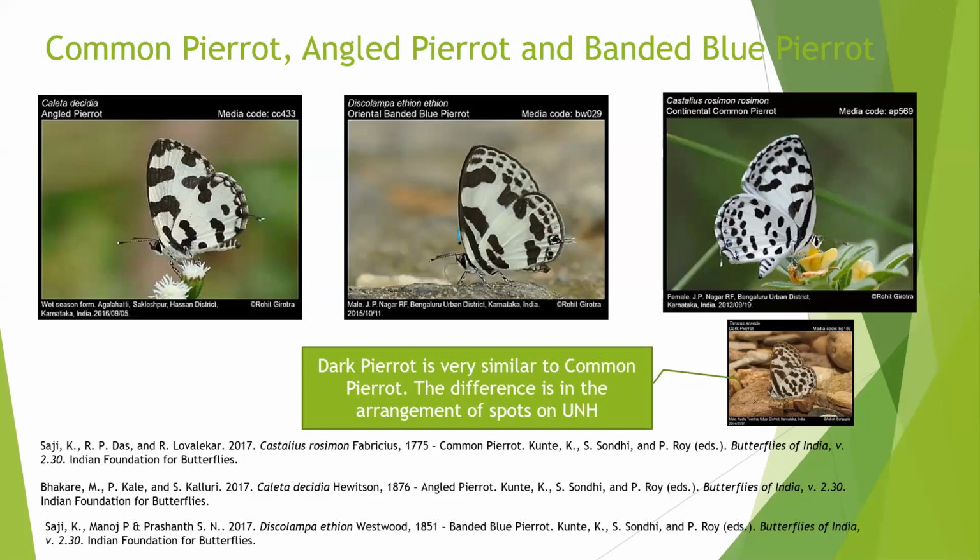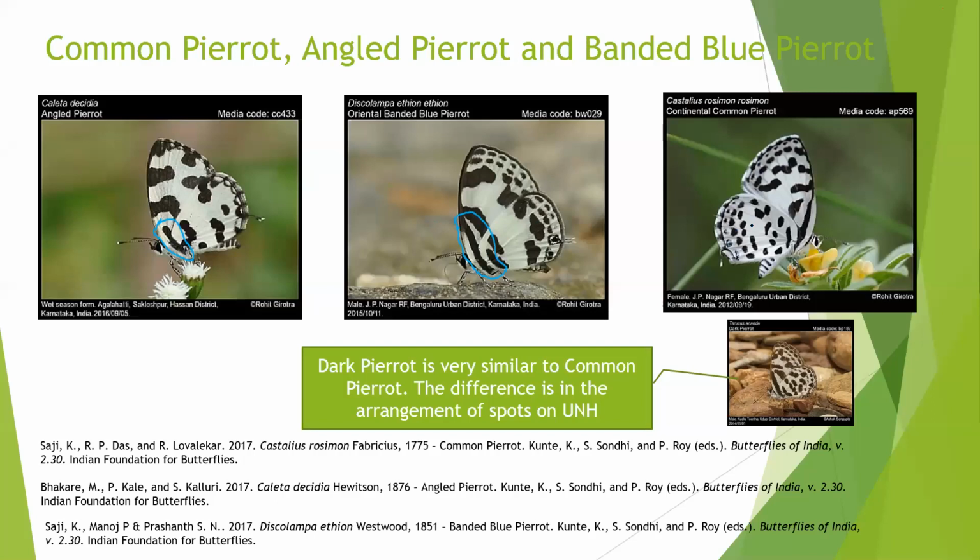This basal streak is continuous from the costal area of the forewing, and it goes uniformly to the base of the hind wing, which is not the case with the banded blue Pierrot, where this particular basal band is reduced and never reaches the costa of the forewing. That's how we distinguish the angle Pierrot from the common and also from the banded blue Pierrot.